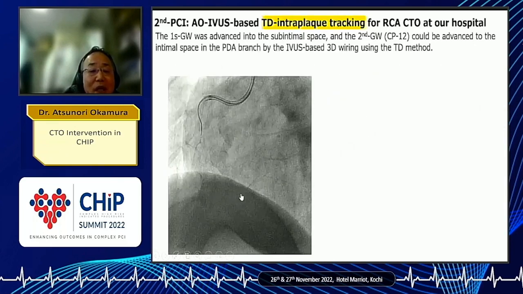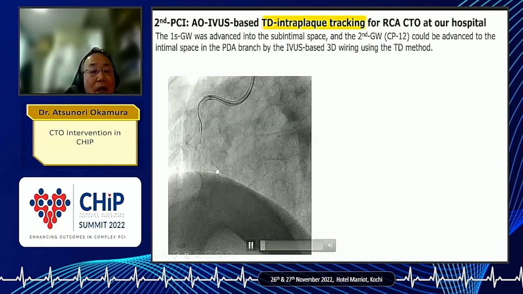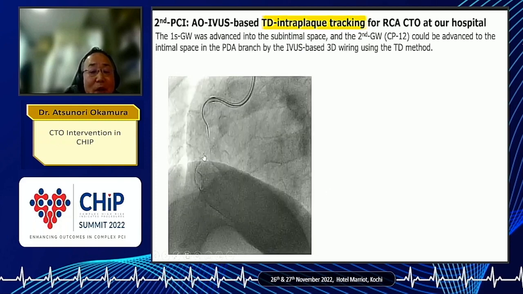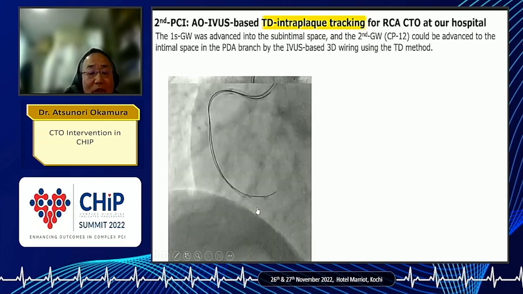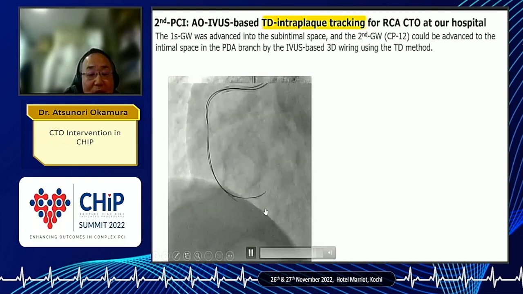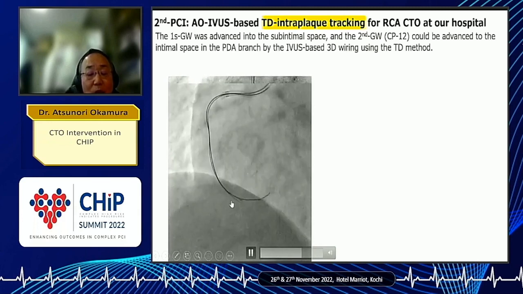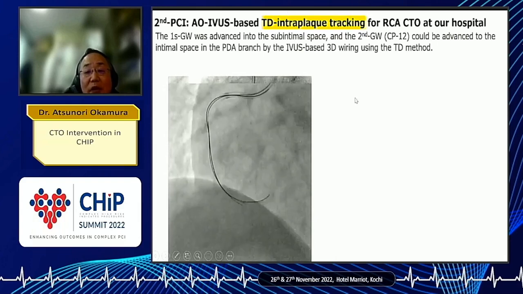Firstly, I tried to recanalize the RCA CTO. Maybe there might be some channel there, but the guide wire entered into a subintimal space. The first guide wire was in the subintimal space at the PL side. So I advanced the antegrade IVUS and I controlled the second guide wire into the PDA branch through the intraplaque tracking.